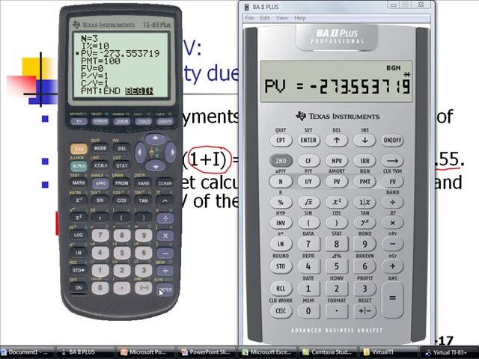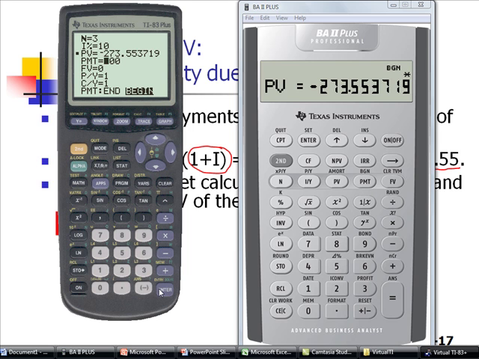Okay, so that should be pretty straightforward, but I do want to caution you about one thing here. After you're done, change it back. Don't forget, because most of the problems you work in this class will be ordinary annuities. So change it back to end mode as soon as you are done, otherwise you'll forget and you'll be working other problems and you'll be getting wrong answers on ordinary annuities because the calculator's in the wrong mode.